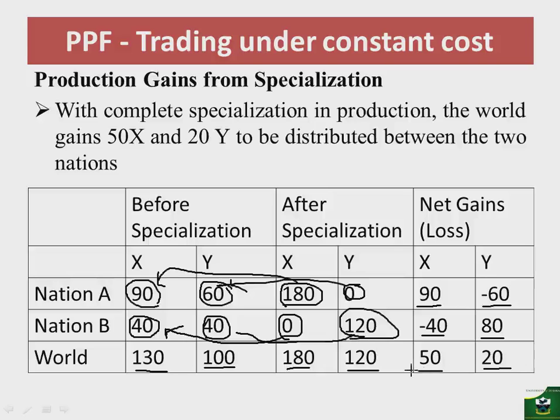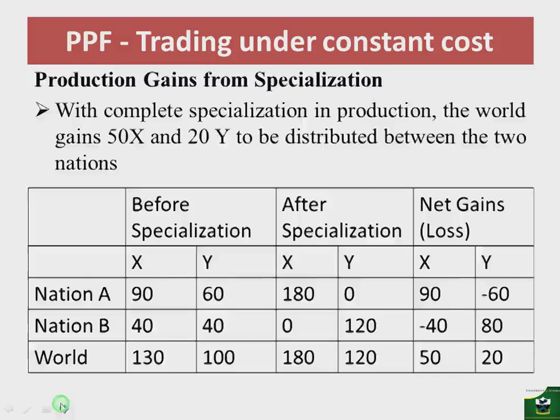Now, the next question we need to answer is, how are these gains distributed in trade? So just out of specialization, we have produced an extra 50 units of X and 20 units of Y. Now we need to distribute these units to nation A and nation B. Let's look at the consumption gains from trade.